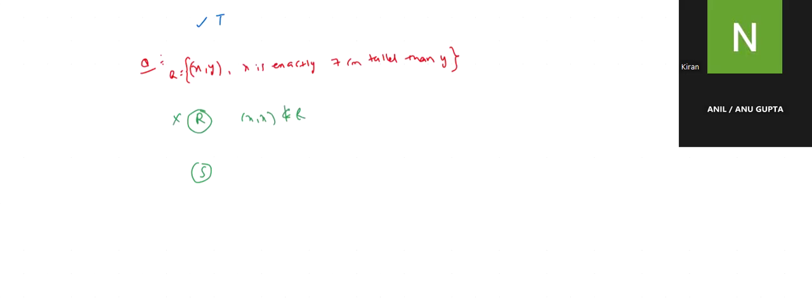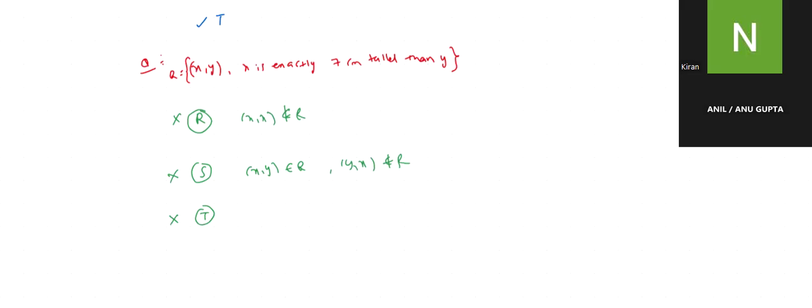Symmetric? No, because if (x, y) belongs to R, then y is shorter, so y cannot be 7 centimeters taller than x. So (y, x) does not belong to R. Because of this it is not symmetric. Transitive? No.